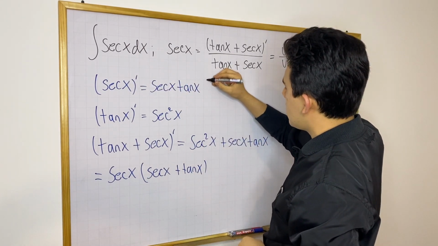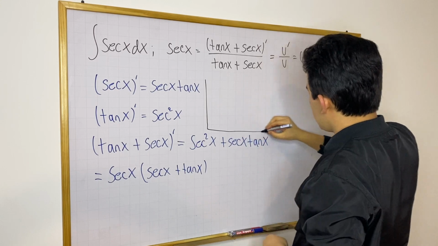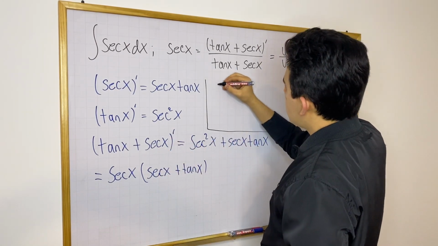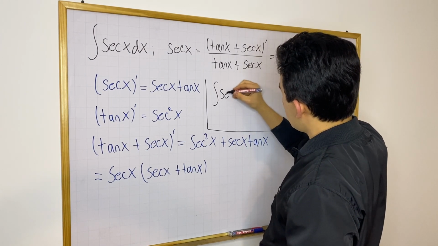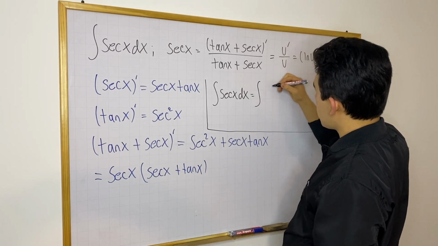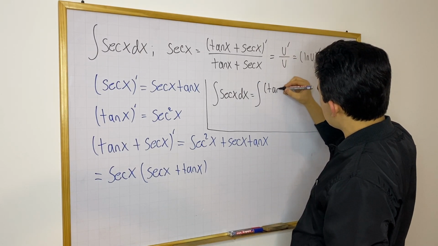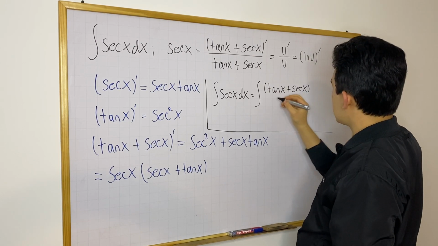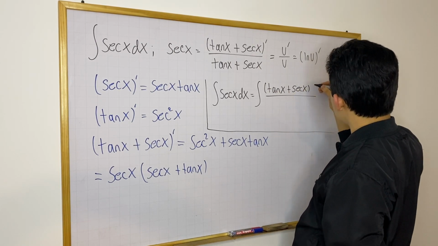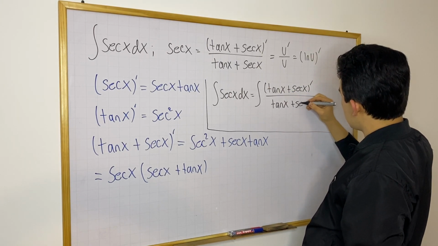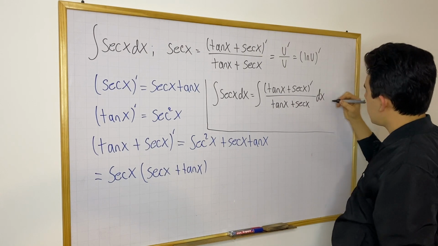So let me write the following. I'm going to make a little frame here just so that everything is organized. So we're going to say that the integral of secant x dx will be equal to the integral of tangent x plus secant x, divided by, and this is differentiated, divided by tangent x plus secant x dx, okay?